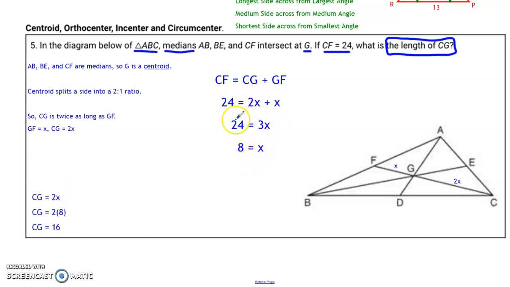We do a little algebra and we find that 8 is equal to x, but we're not done because we circled what we were looking for, the length of CG. CG is 2x, which means 2 times 8, which means 16.